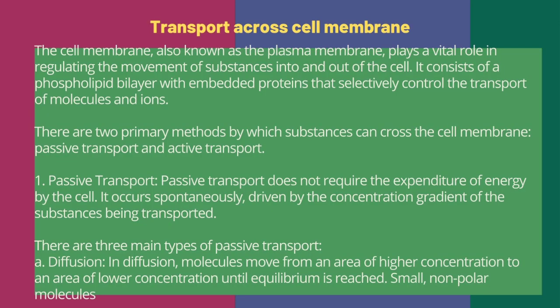Now our next topic is transport across cell membrane. The cell membrane, also known as the plasma membrane, plays a vital role in regulating the movement of substances into and out of the cell. It consists of a phospholipid bilayer with embedded proteins that selectively control the transport of molecules and ions. There are two primary methods by which substances can cross the cell membrane: passive transport and active transport.